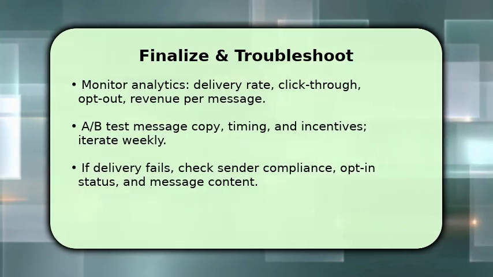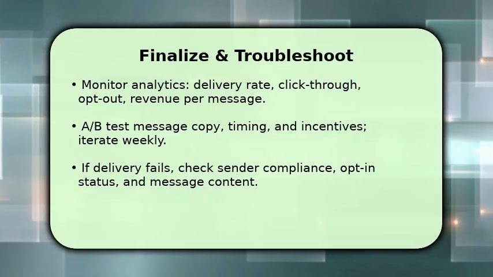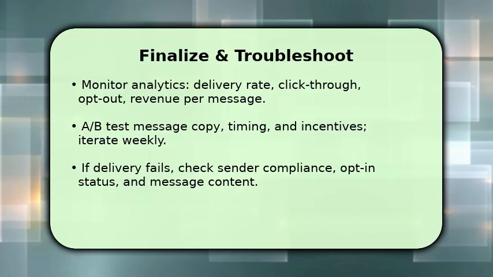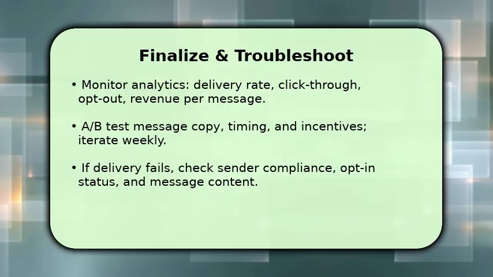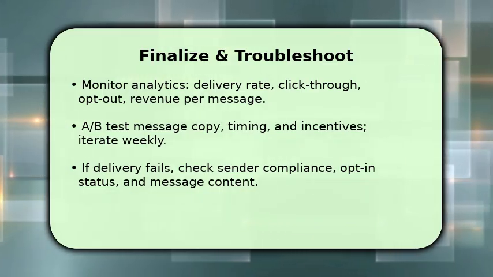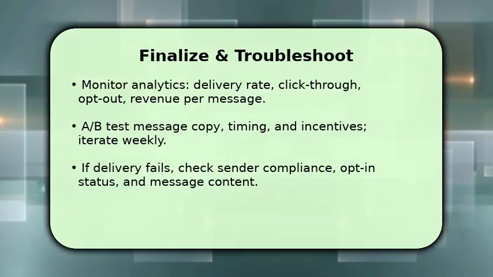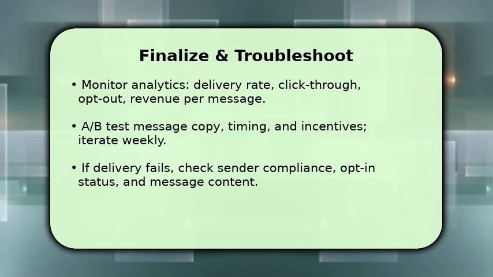If you encounter delivery problems, first confirm the recipient opted in and your sender ID is verified. Next, check message length and prohibited content. Finally, adjust frequency if opt-outs rise. Fewer, better targeted messages keep conversions and lower complaints.